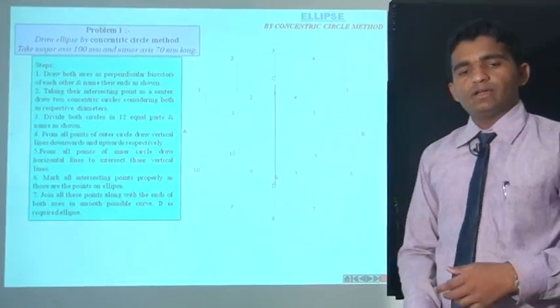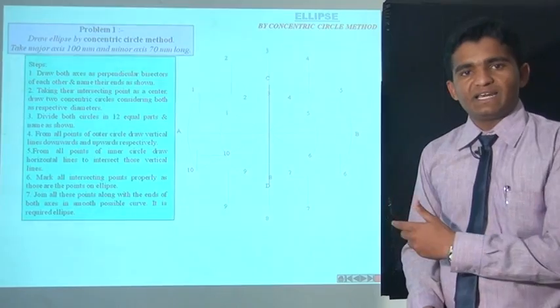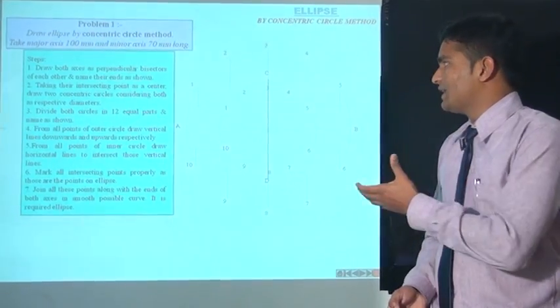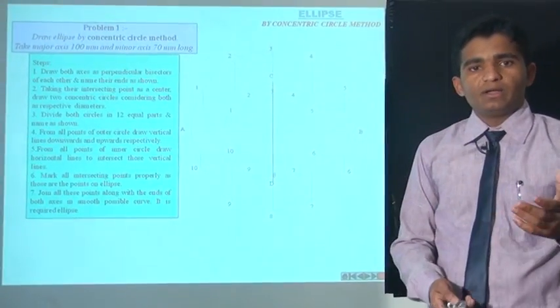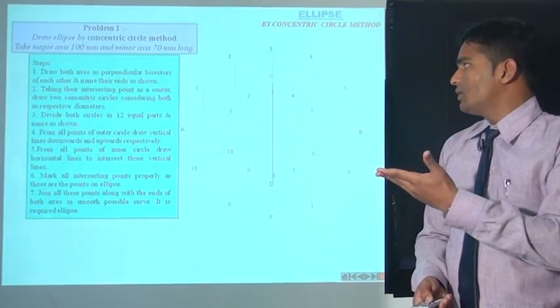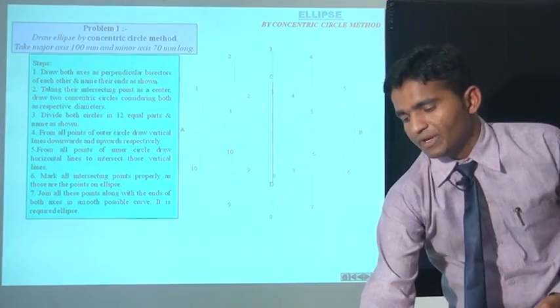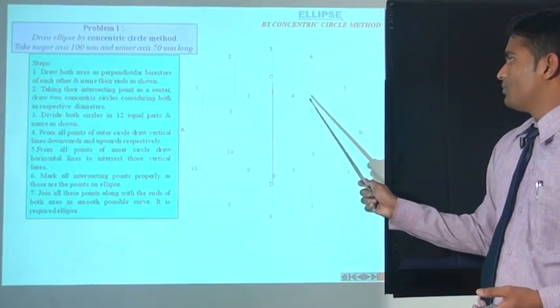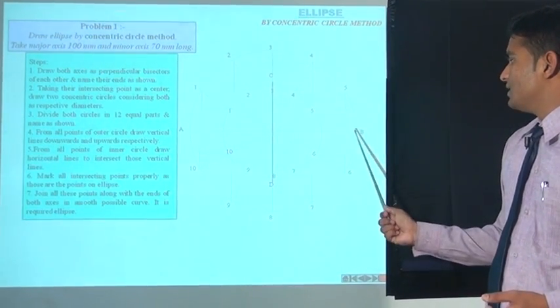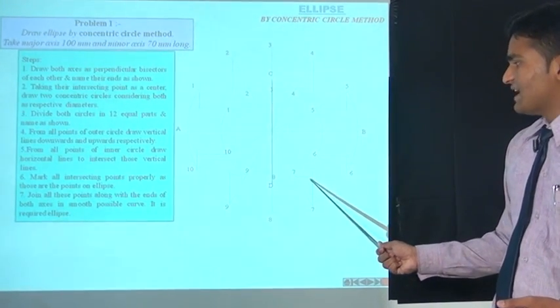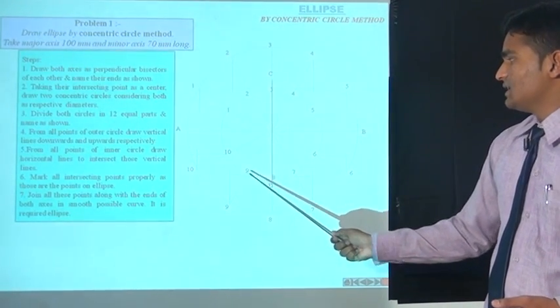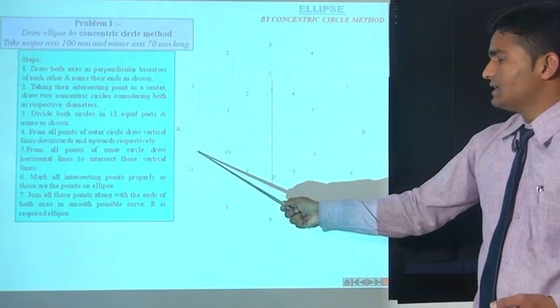So by drawing these lines we get different points, and give them the indications P1, P2, P3, P4, P5, P6, P7, P8, P9 and P10.